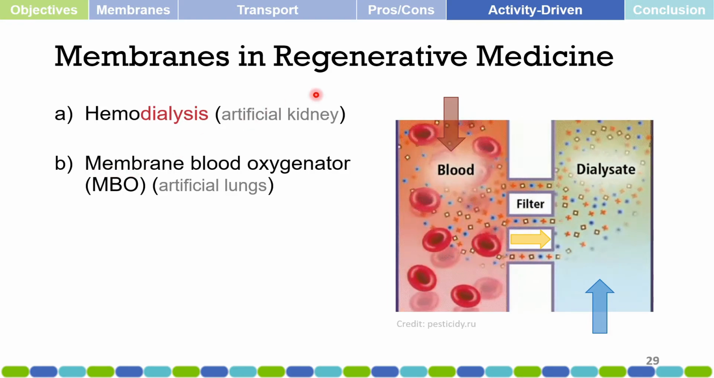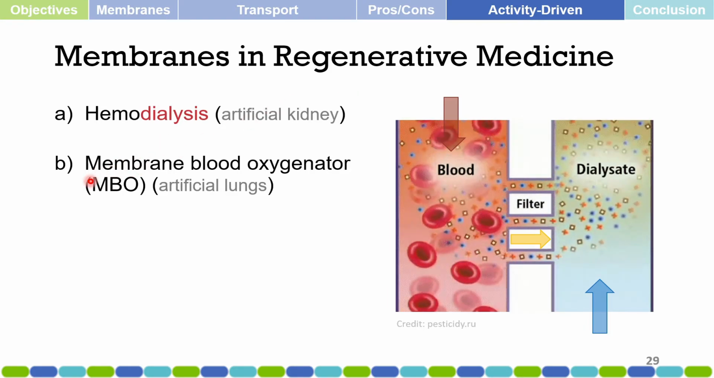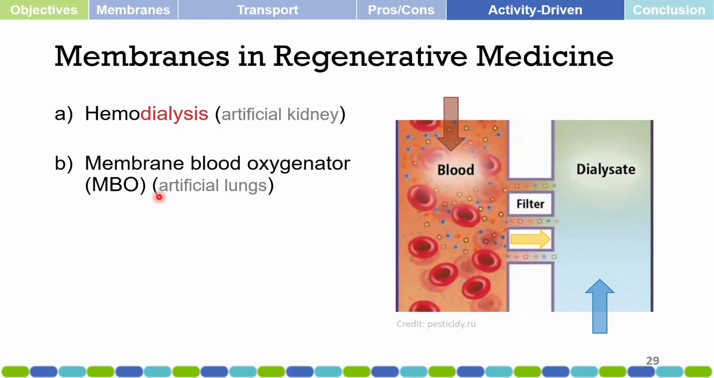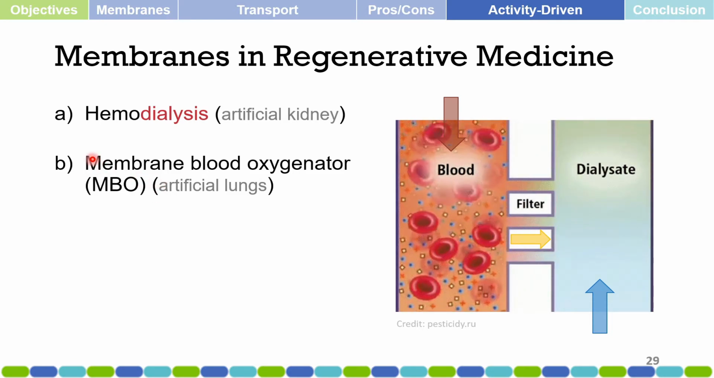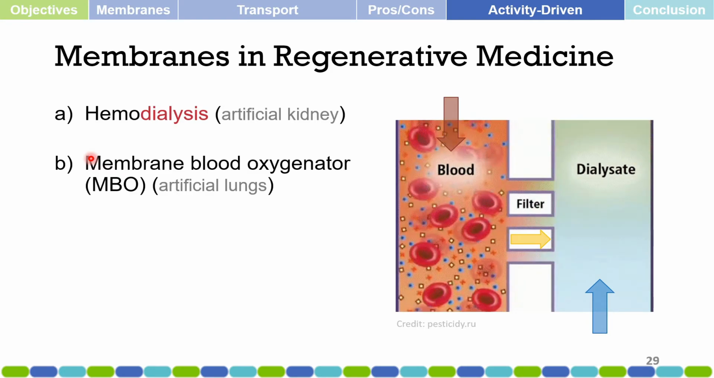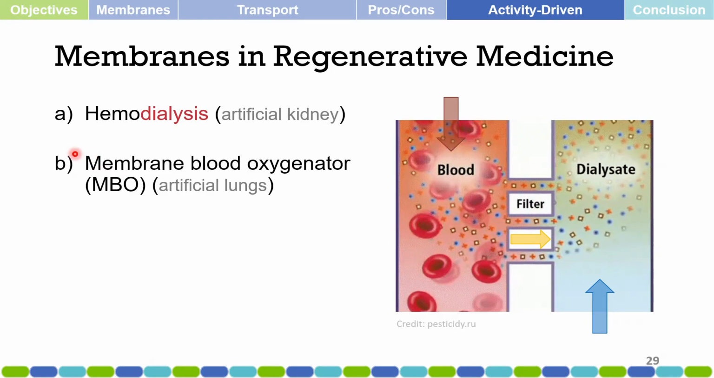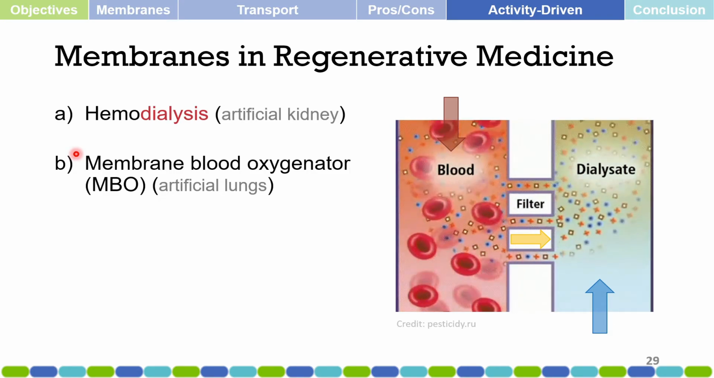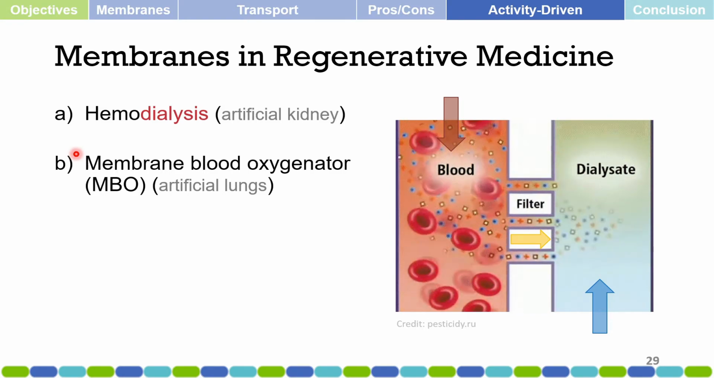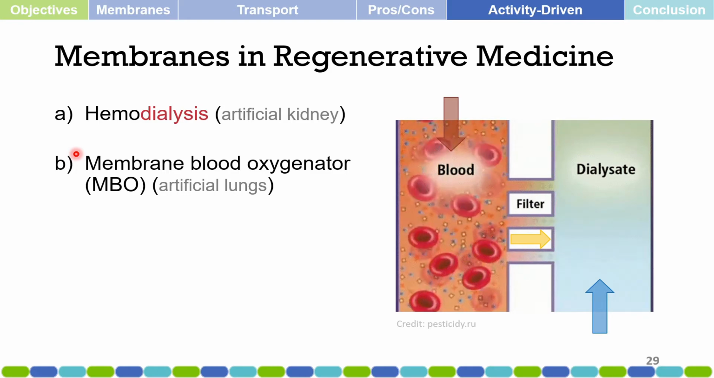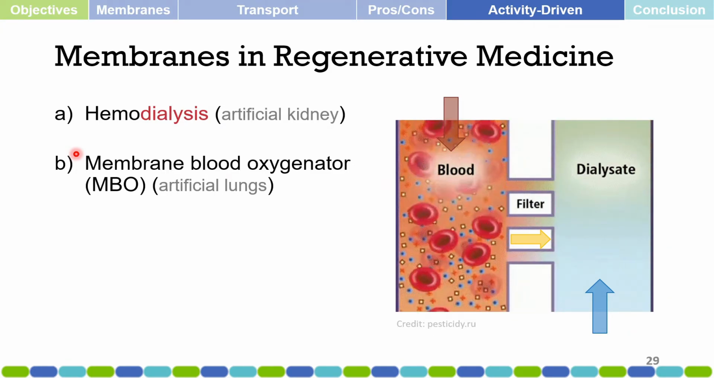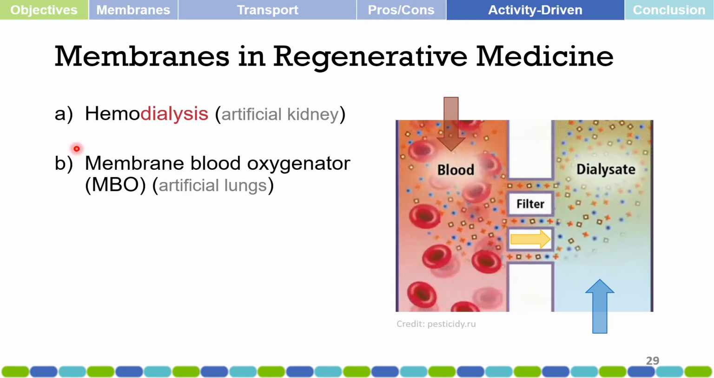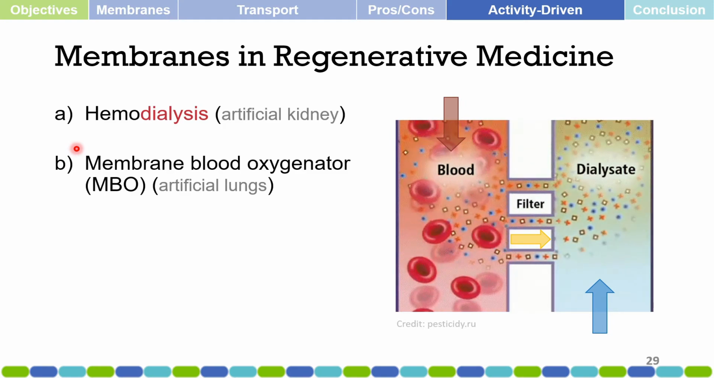Another membrane application in regenerative medicine is the use of a membrane blood oxygenator, or what we call the artificial lungs. So where are the artificial lungs used? When you hear about a bypass operation or heart surgery, that is where you use a membrane blood oxygenator, since you need to simulate the breathing or oxygenation process in the body without the lungs, since you're operating on the heart.